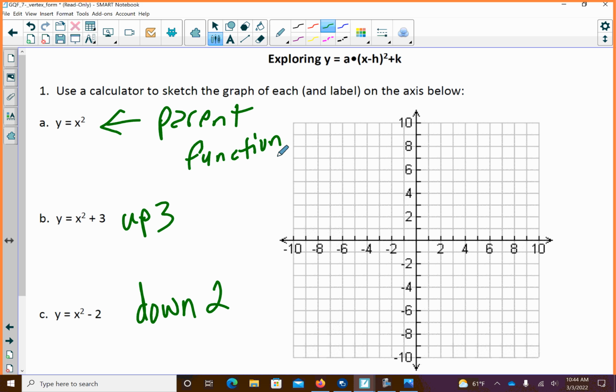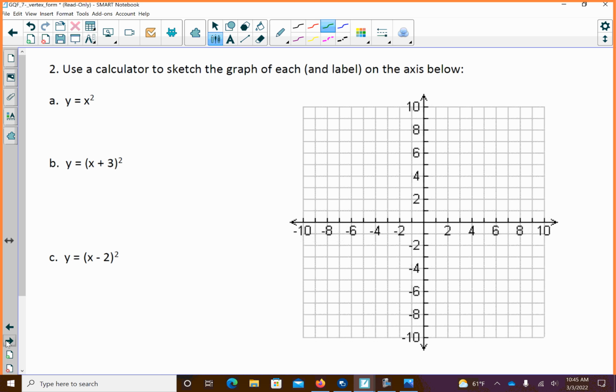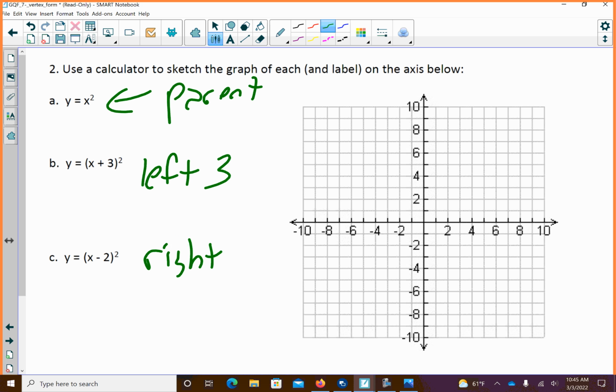So if I add something and it's not in parentheses, it's going to shift the graph up. If I subtract something and it's not in parentheses, it's going to shift it down. Okay? So again, this is our parent function. So this is going to go left 3, and you always use your vertex as your thing, and this one will go right 2. Okay, and I'll graph them in a little bit, but I just wanted to get us kind of in a spell.